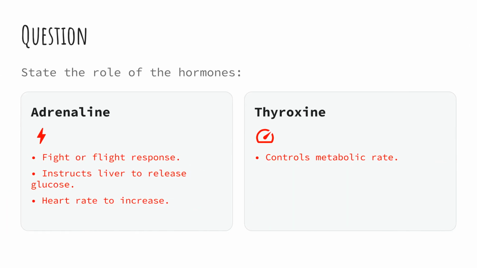Let's review the roles of key hormones. Adrenaline triggers the "fight or flight" response, instructs the liver to release stored glucose, and increases your heart rate. Thyroxine, on the other hand, is primarily responsible for controlling your basal metabolic rate.